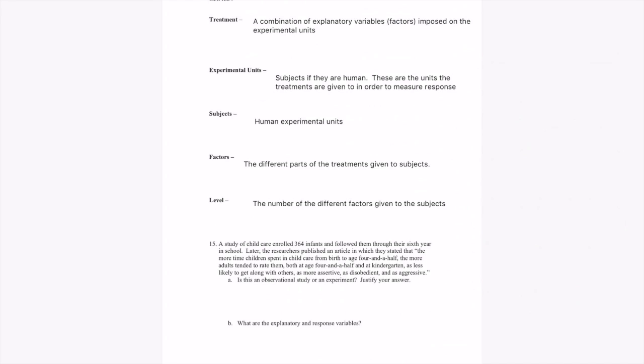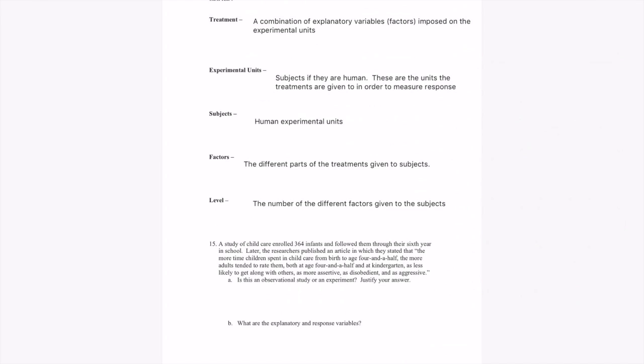When we look at the treatment, a treatment is a combination of explanatory variables called factors that are imposed on the experimental units. The experimental units are the subjects that, if they are human, these are the units that the treatments are given to in order to measure their response. If they are human experimental units, then they are known as subjects. Everybody else is known as an experimental unit. And when we give a treatment, the treatment has different factors and levels.